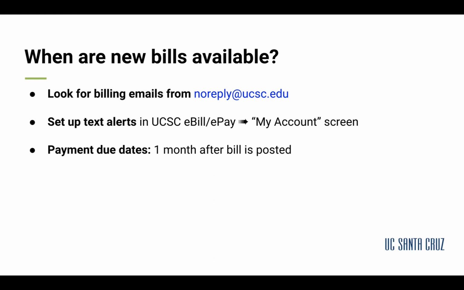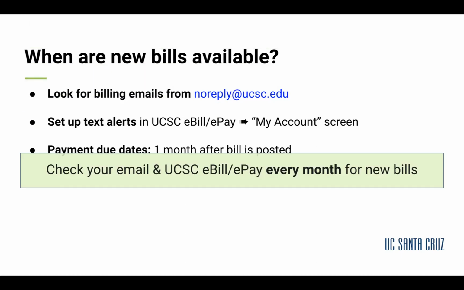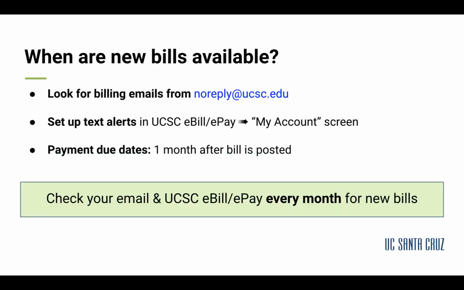Payment due dates are usually about 1 month after a bill is posted, and the due date will appear on the top of each bill and in the UCSC eBill ePay system. Keep in mind that billing statements are posted only during the months when there are new charges to pay, so there may not be a bill for every month. To make sure you don't miss any, watch your email and log into UCSC eBill ePay at least once a month.